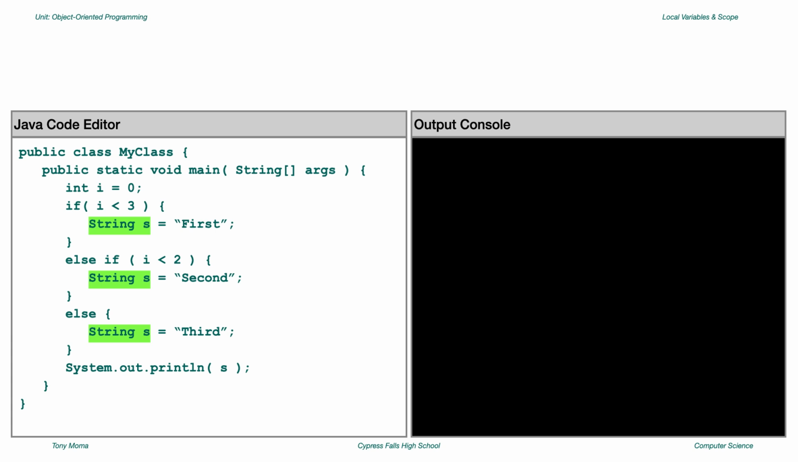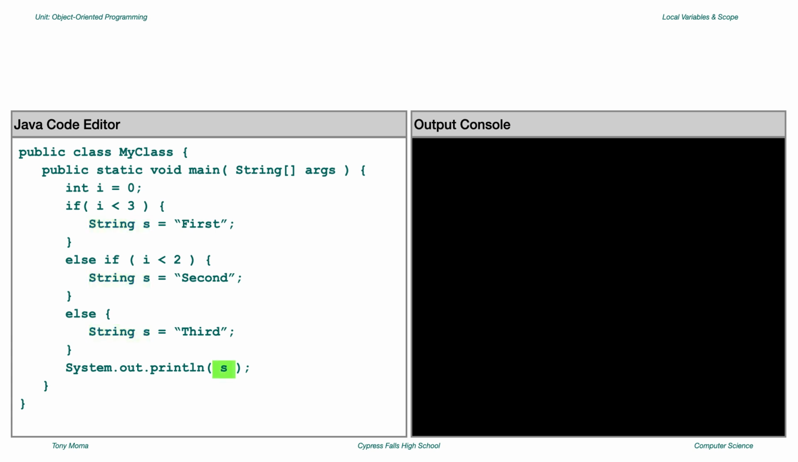This is because variables declared inside of an if block exist only inside that if block. Variables declared inside an else if block exist only inside that else if block. And variables declared inside an else block exist only inside that else block. Therefore, although all three of these strings have the same name, there are three separate string objects. They're not one and the same.